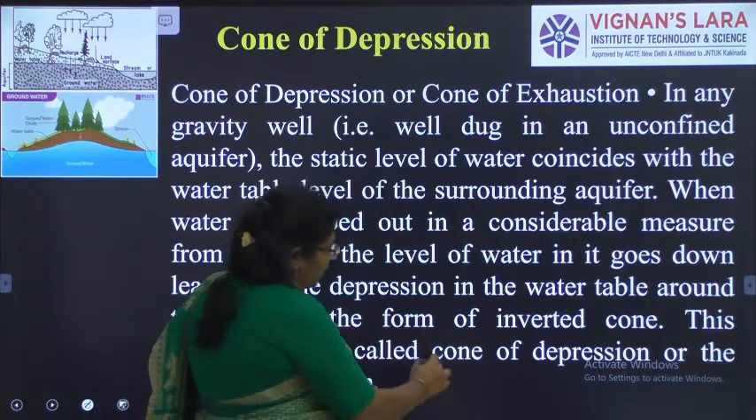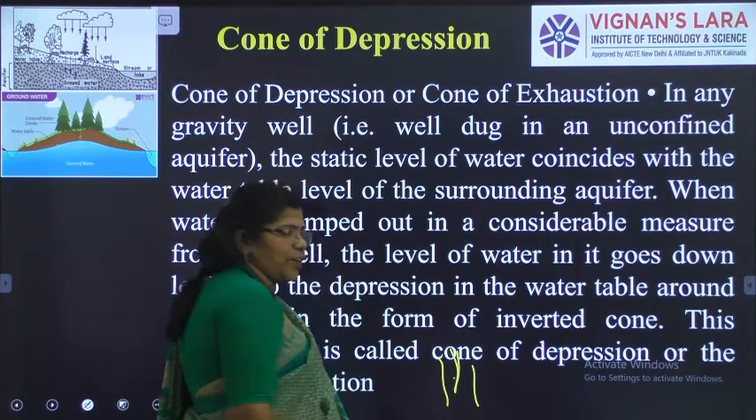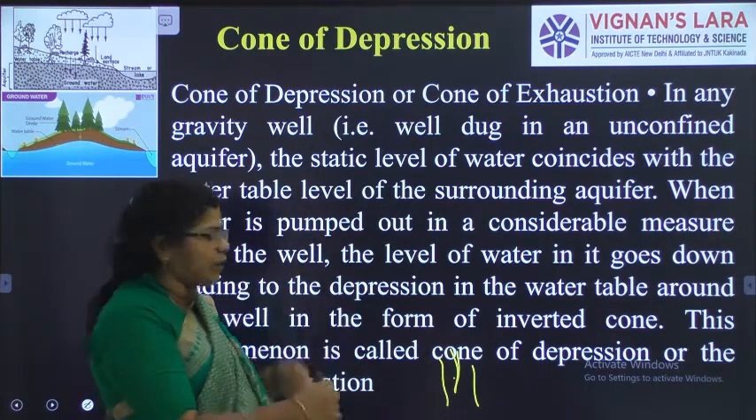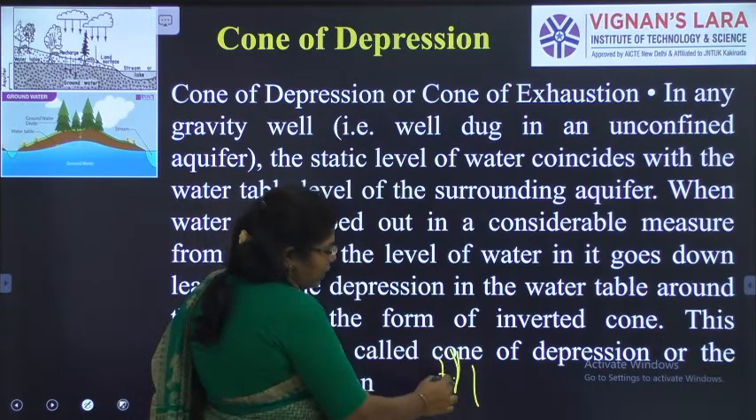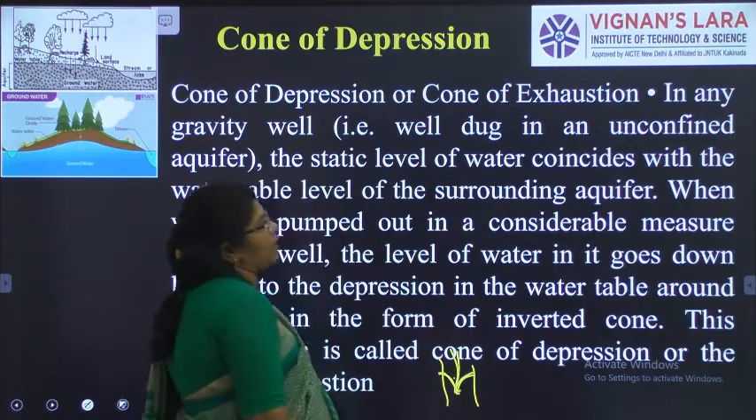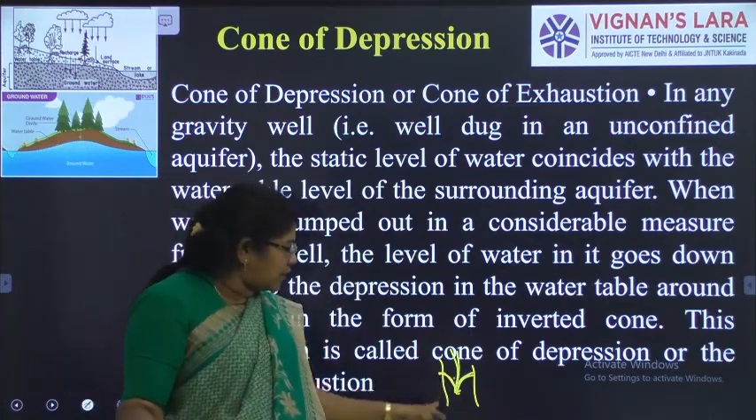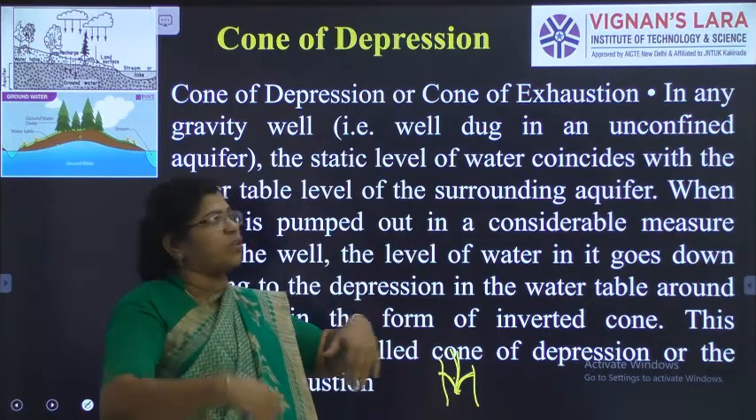For example, if I am going to take a well, right? If I am going to draw water, all of you know we will take a well, we will draw water out. Now when we are taking water, the water level will be like this. We call it the cone of depression or the cone of exhaustion. So this is called a cone. It forms a cone structure.